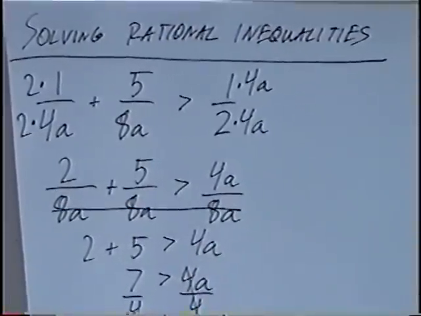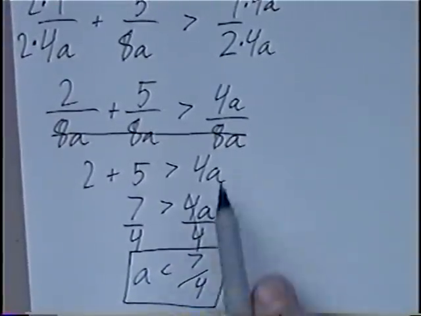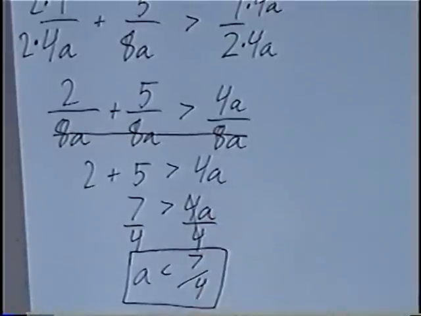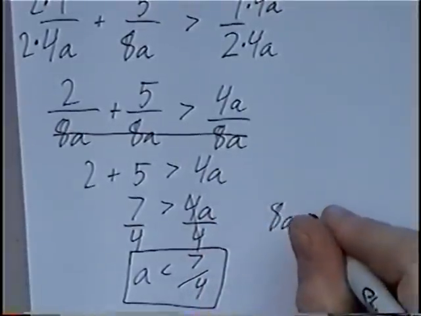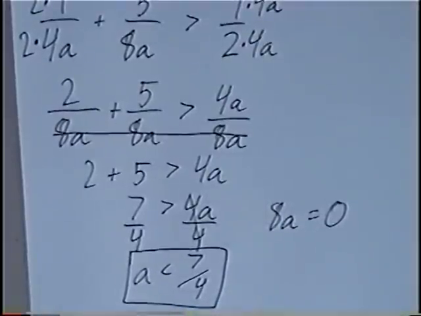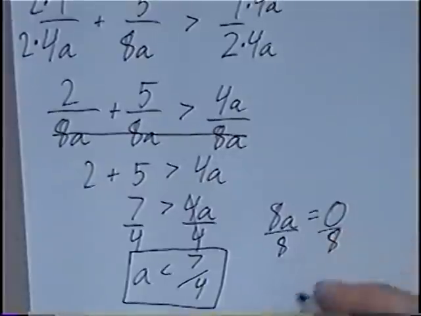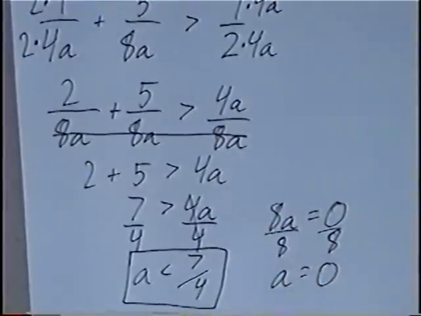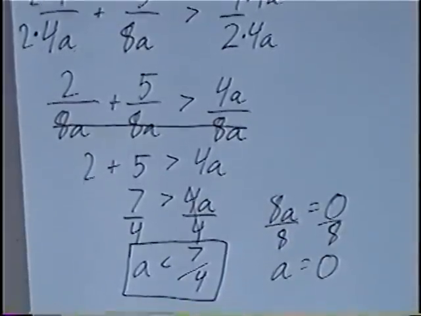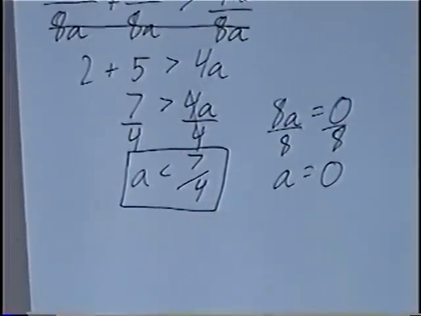Similar to equations, we want to check for possible solutions. When we have an inequality, we'll look back at the denominator we crossed off, which was 8a. 8a again cannot be equal to 0. If it's equal to 0, then the entire inequality would be undefined. So if we divide both sides by 8, we'll have a equals 0, which is not a possible solution for this inequality.